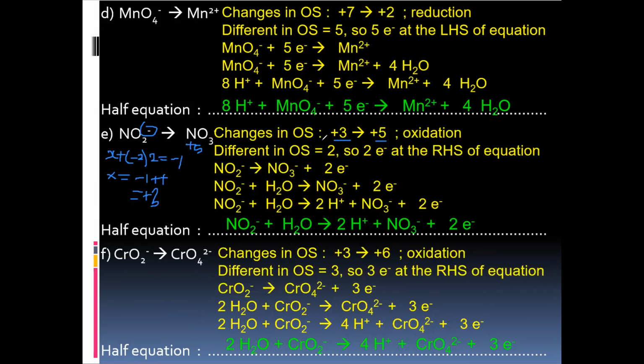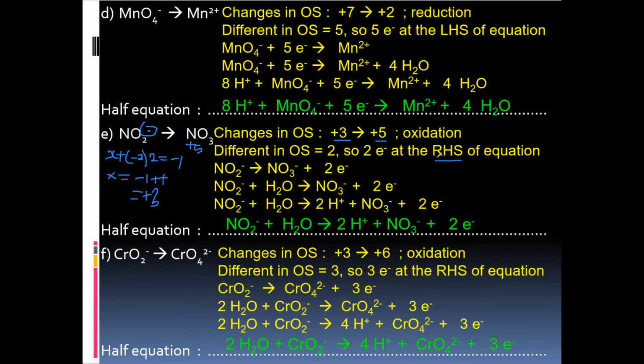But again, in reality, though it is increasing in number, what's actually happening is that it is losing electrons. OIL RIG, oxidation is loss. Now, the difference in oxidation state: find the difference. Don't say 3 minus 5 is minus 2. No. Just find the difference. So we can say 5 minus 3. Always use the bigger one first so that we just get the difference. 5 minus 3 is 2. So the difference is 2. So we know 2 electrons will be added to the right-hand side, because it is oxidation.